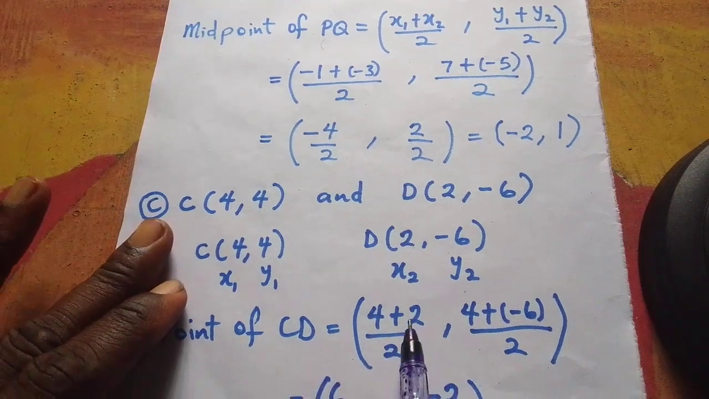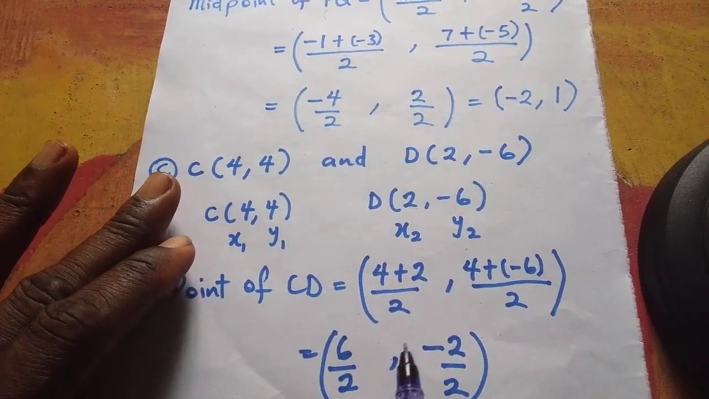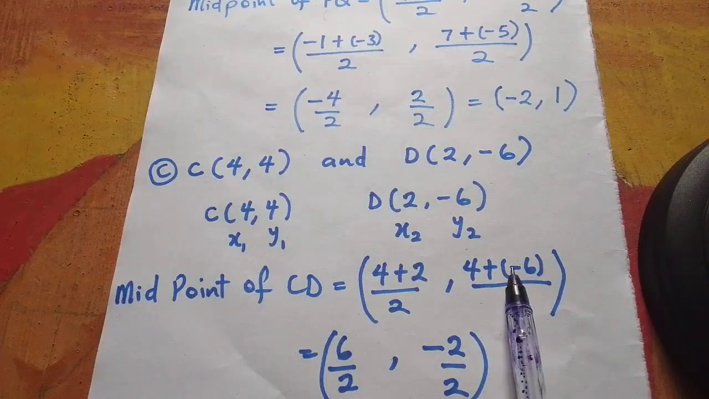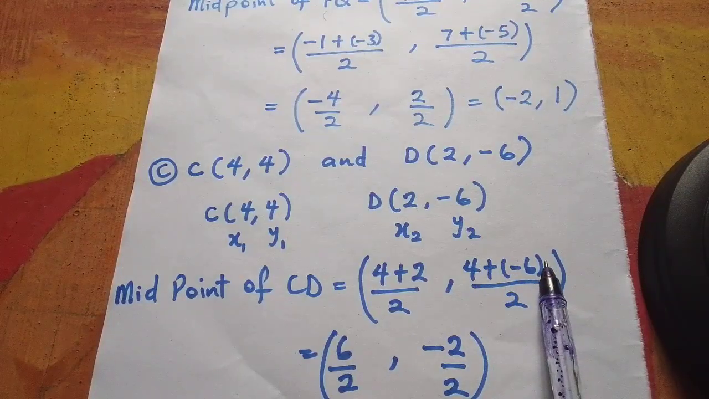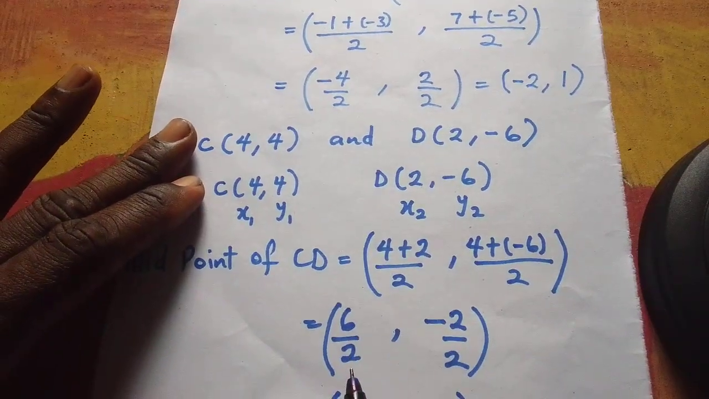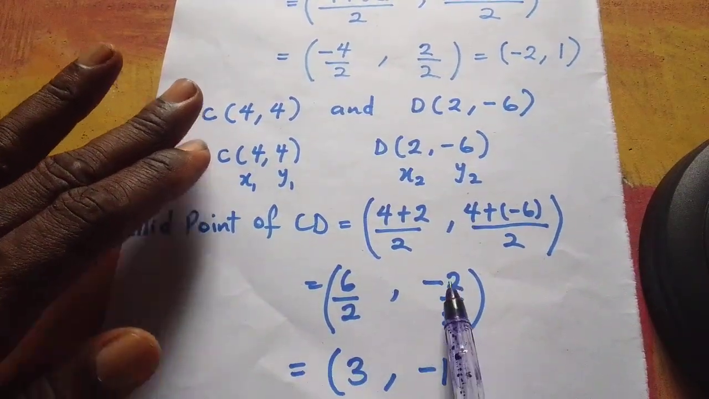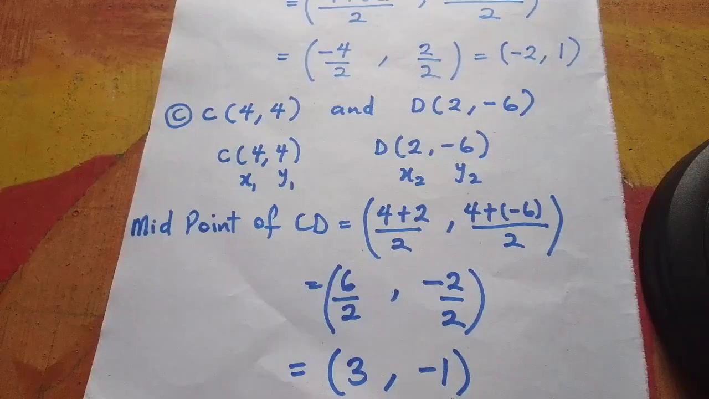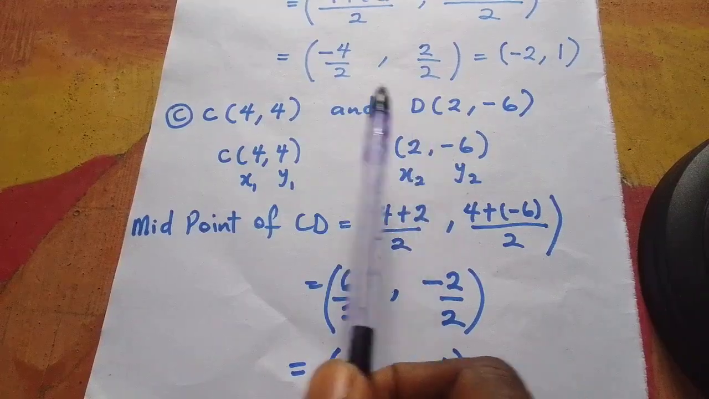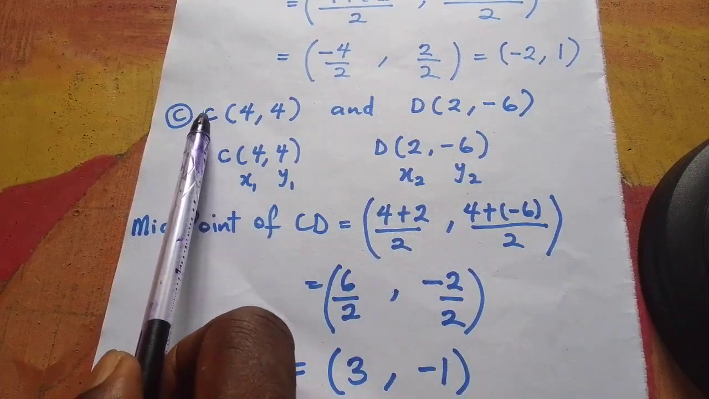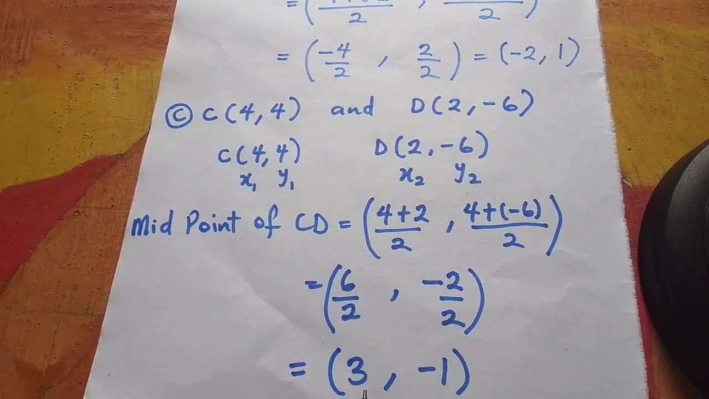So 4 plus 2 will give us what? 6 over 2. Then plus times minus will give us minus. 4 minus 6 will now give us -2 over 2. 6 divided by 2 will give us 3. And -2 divided by 2 is what? -1. So the midpoint coordinate of CD will be what? 3 and -1. x is 3, y is -1.